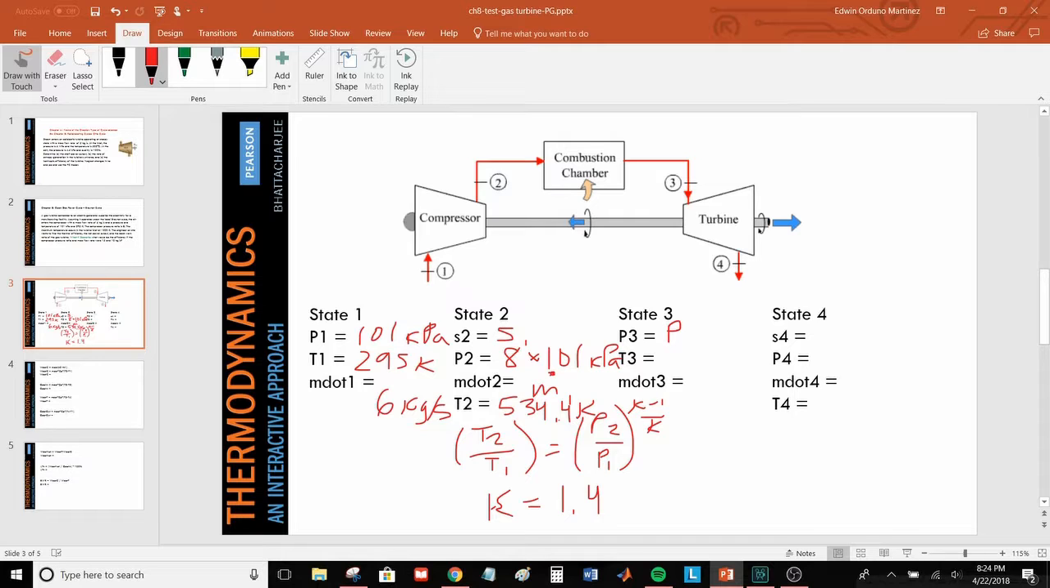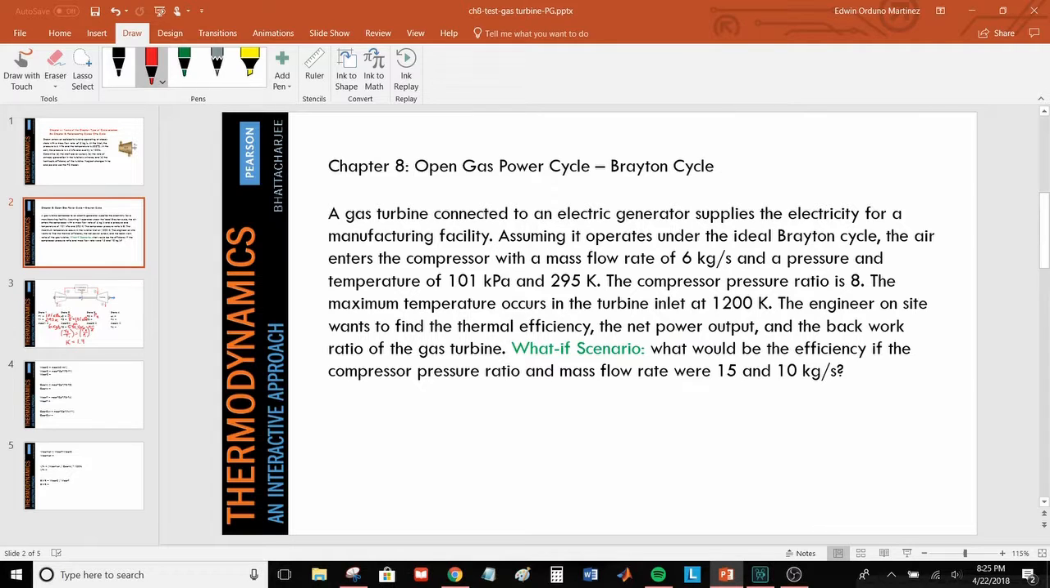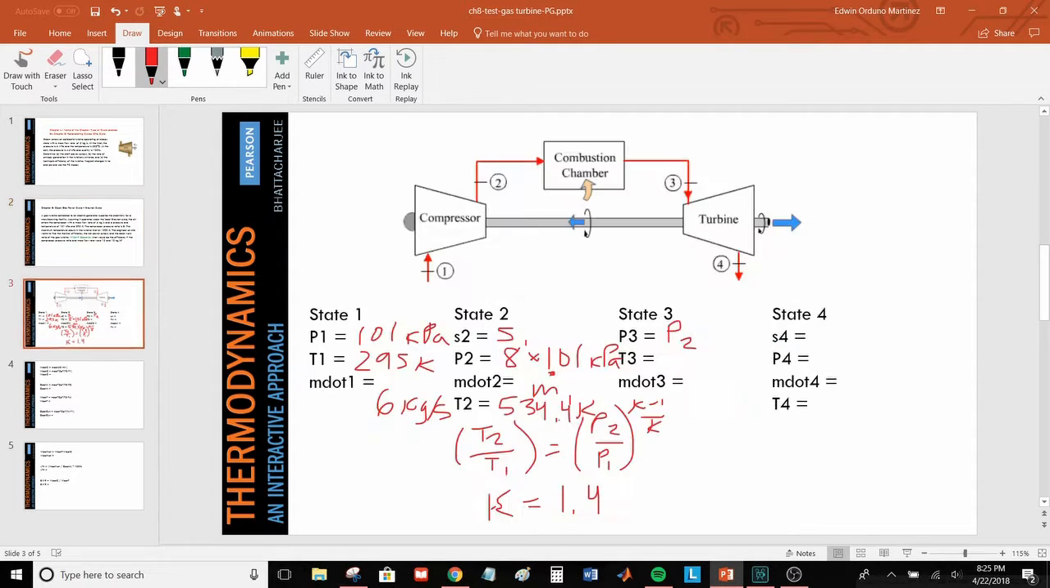State 3 is after the combustion chamber, and this is considered constant pressure heat addition. Therefore, pressure 3 is equal to the pressure at state 2. Temperature at state 3 is given as the turbine inlet temperature, 1200 Kelvin. And mass flow rate remains the same, m dot 1.